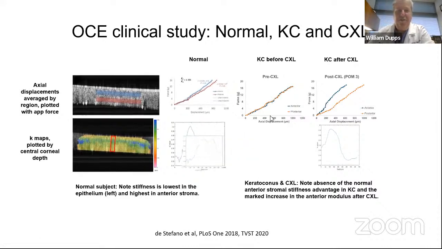We can also plot by depth. If we just take a cross-section here, we can see that a normal cornea has this peak of stiffness in the anterior stroma. The keratoconus cornea here has a much lower stiffness and no distinct peak there. There's no strength advantage there. And then after cross-linking in the same eye, a marked increase in the stiffness of the anterior stroma.